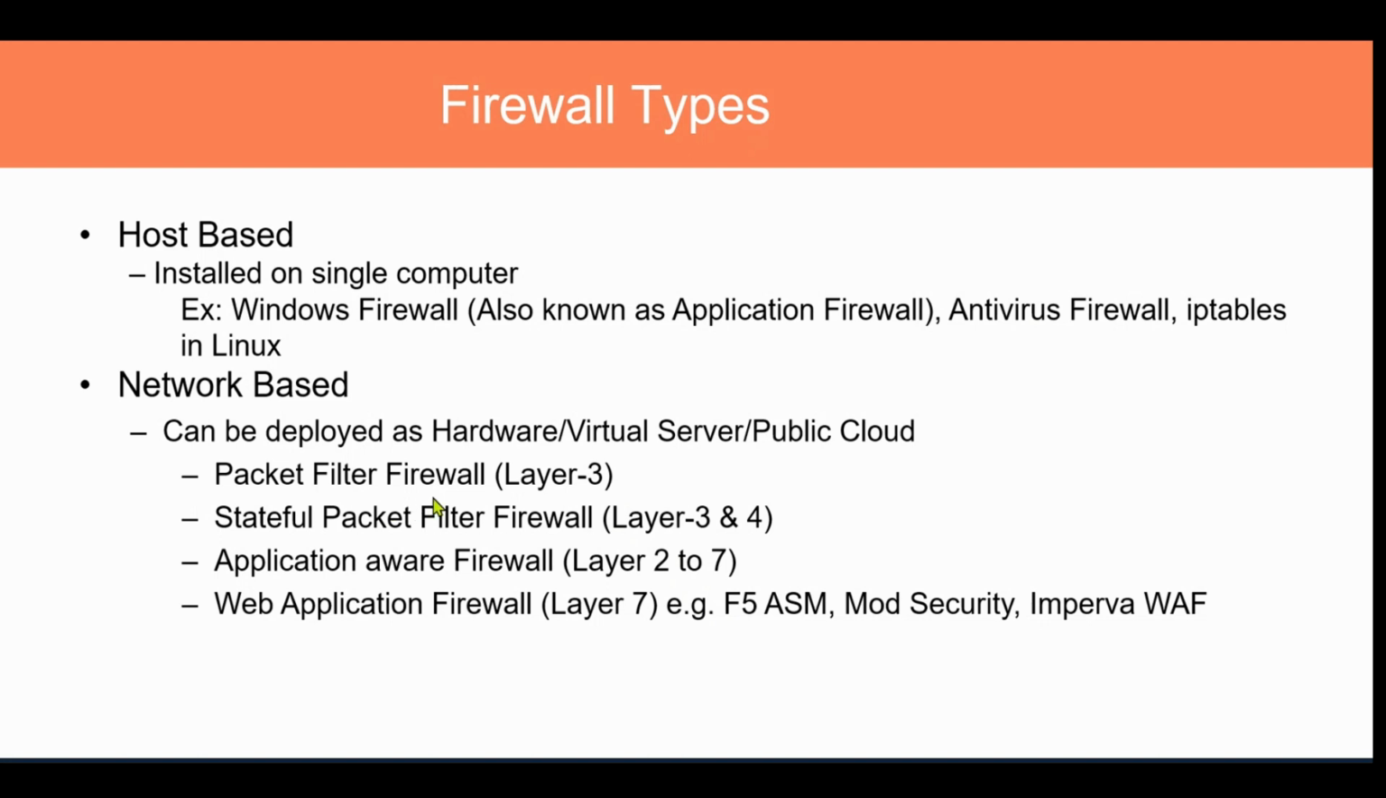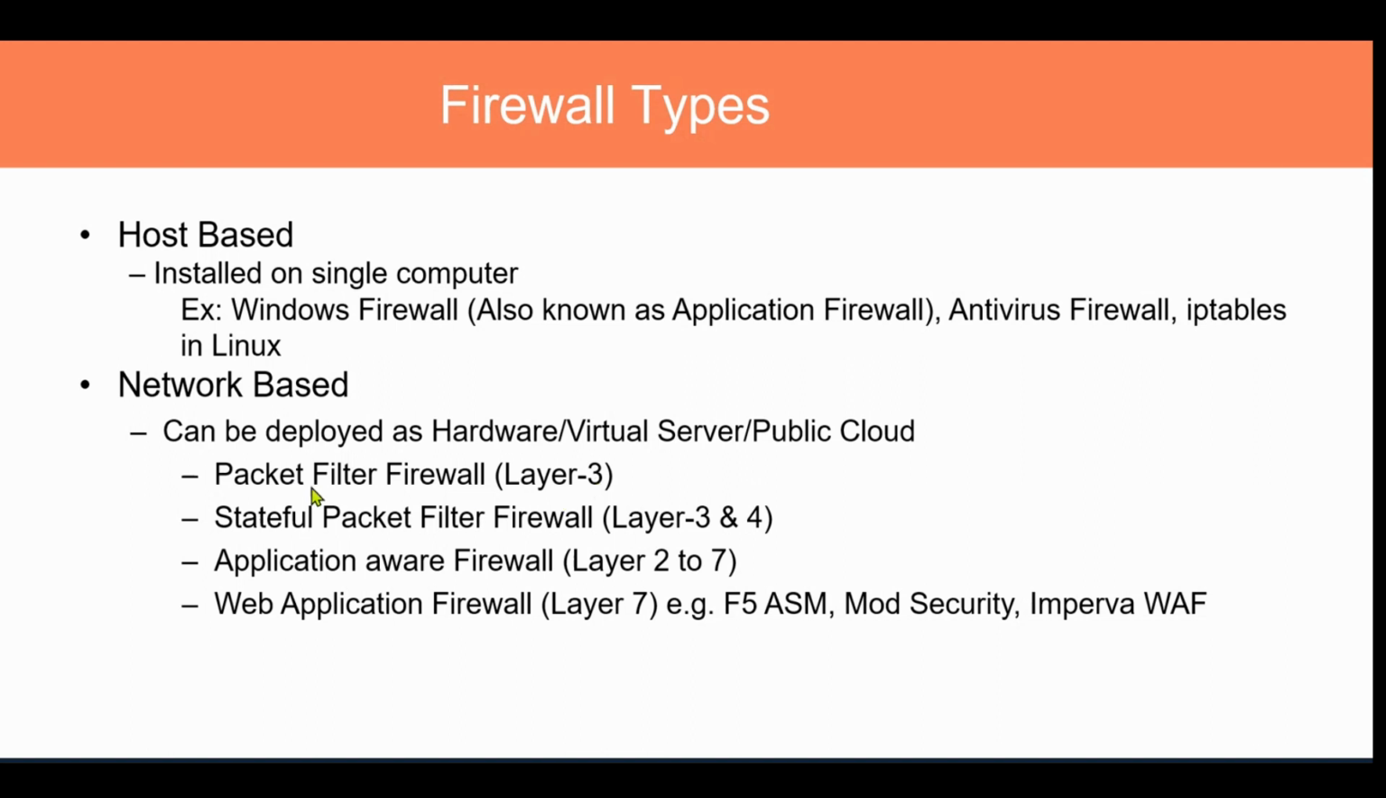A packet filter firewall is a very old kind of firewall, and it is just doing packet filtering based on layer 3 information, meaning based on the IP address. You can simply take the example of an ACL. We have the access control list, which does packet filtering based on layer 3 information.